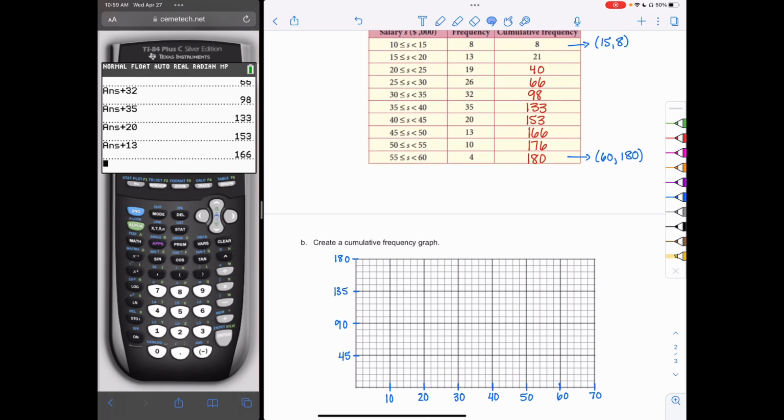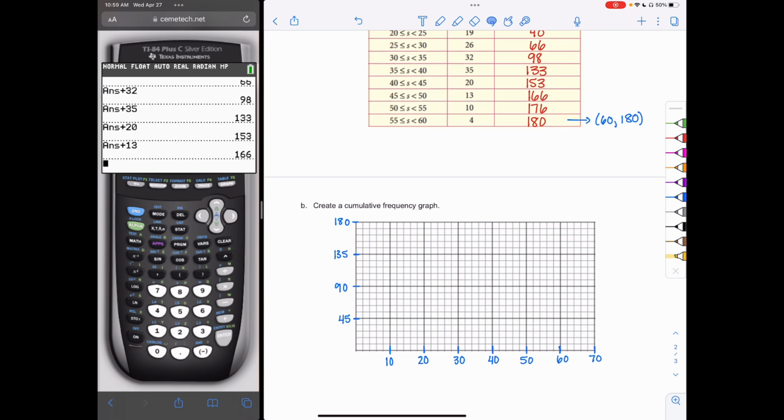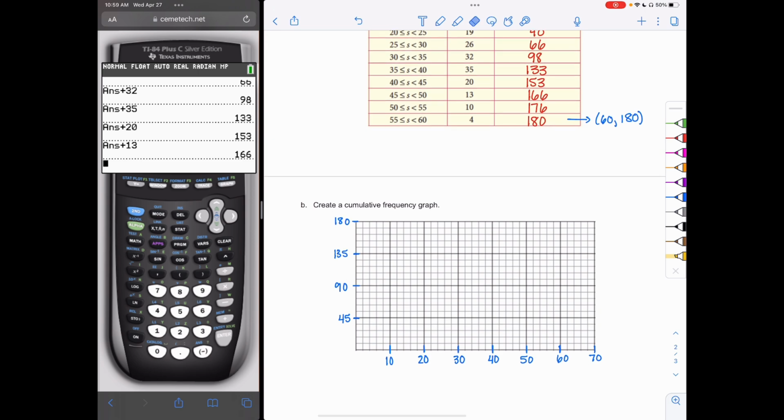So now I want to start plotting these points, and I'm going to make sure that when I label my axis, I put that this is going to be my salary, and I know that my salary is already in thousands. And then I know that my y-axis is going to be my cumulative frequency here. So that's my cumulative frequency.